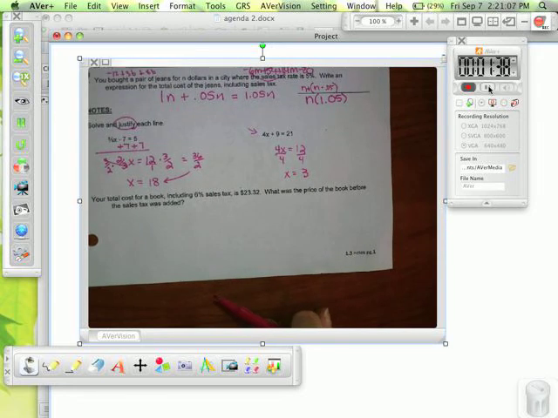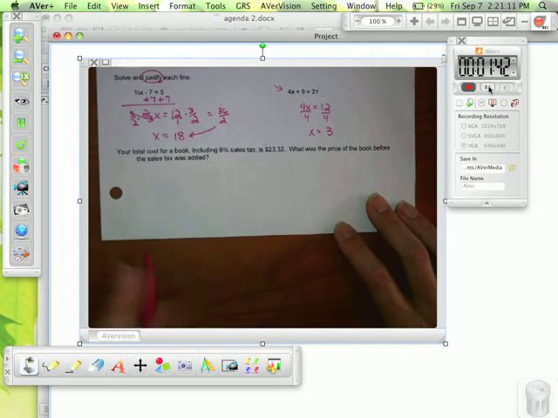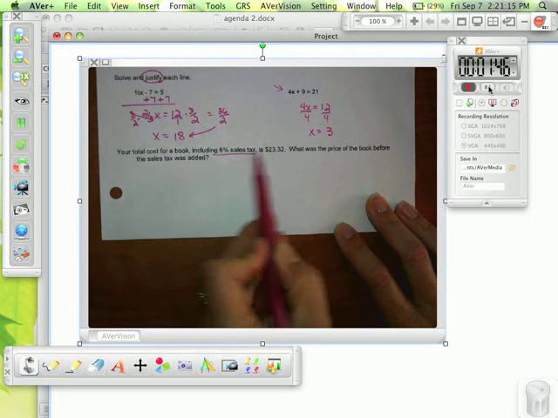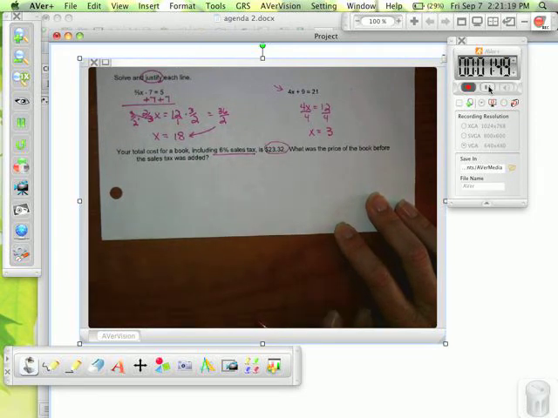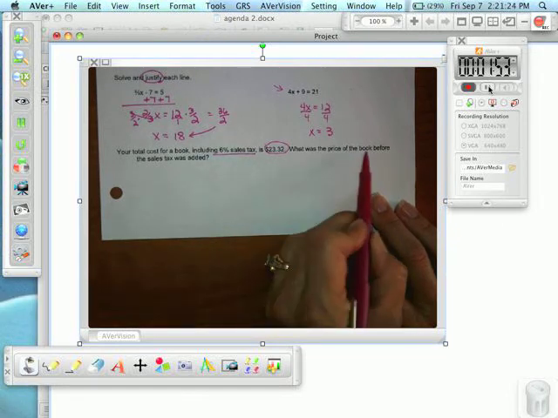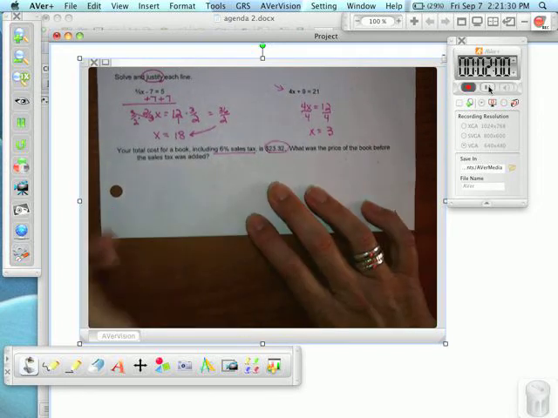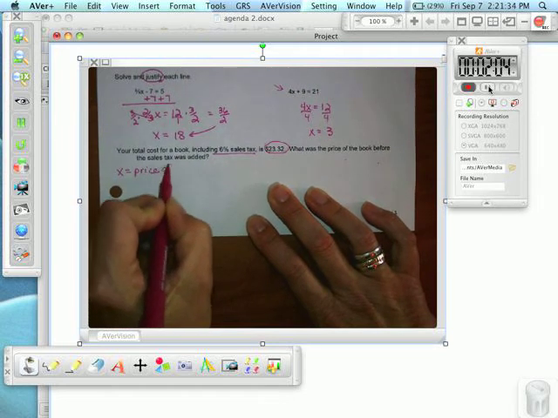All right on. Okay. You know we got to throw story problems in here. Your total cost for a book, including 6% sales tax, is $23.32. That's your total cost. What was the price of the book before the sales tax was added? So what are they asking me here? What do I have to find? Okay, so that's my unknown. X is the price of the book before tax.